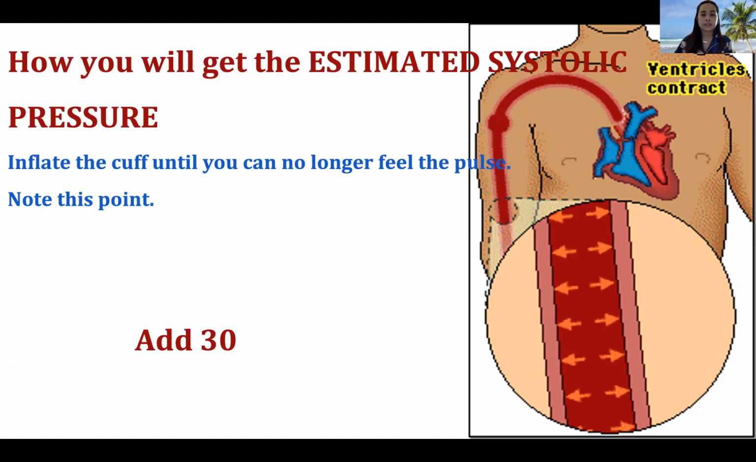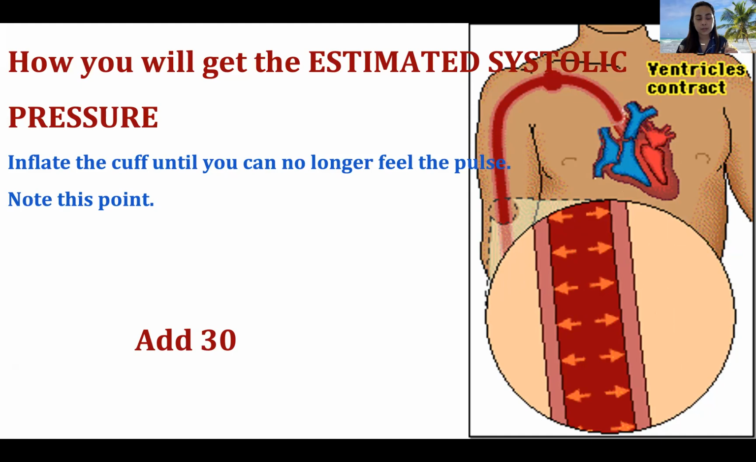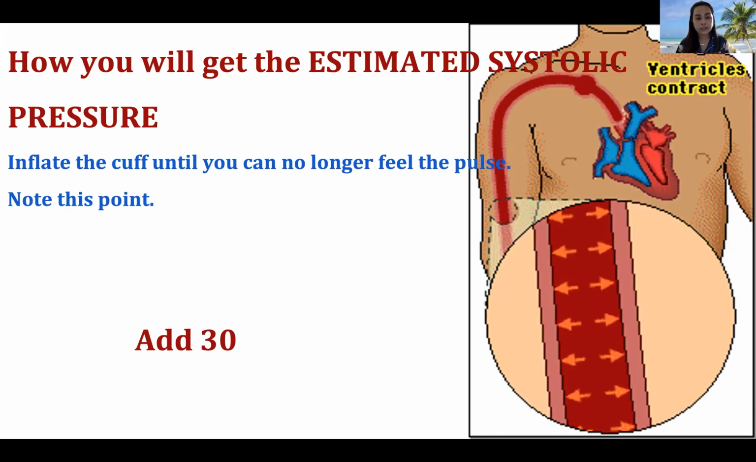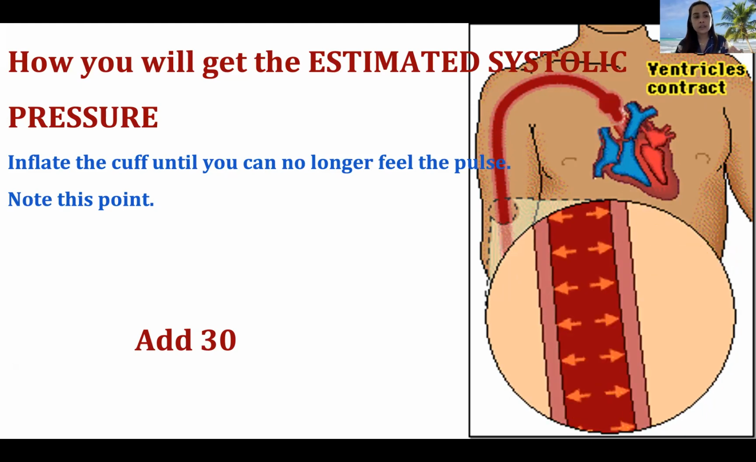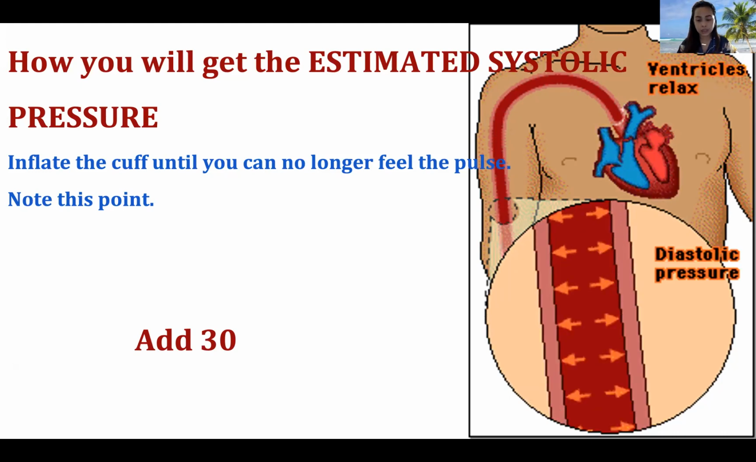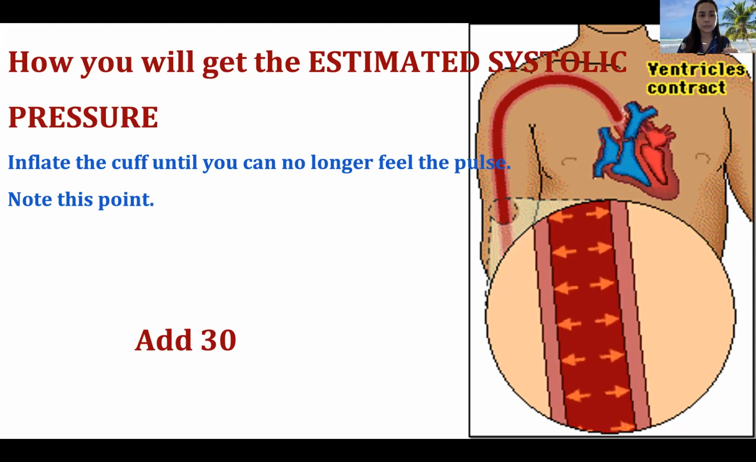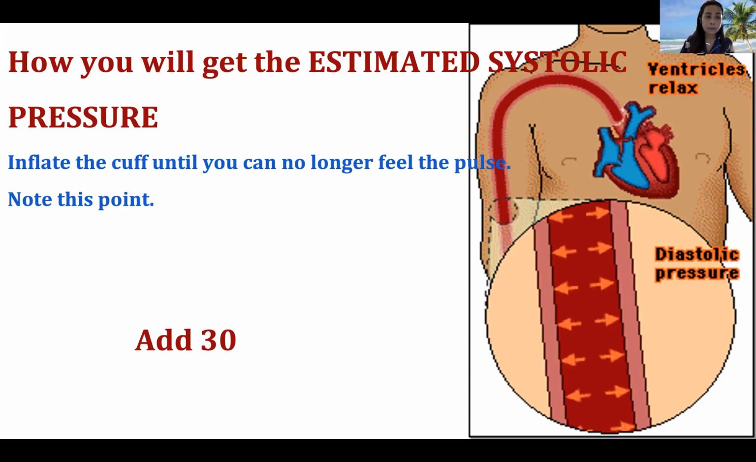Before getting the blood pressure, we should first estimate the systolic pressure. How will you estimate the systolic pressure? Just inflate the cuff until you can no longer feel the pulse, and then you add 30. I will demonstrate it to you during our face-to-face class. What is the estimated systolic pressure? This is the point where you will stop pumping the bulb.